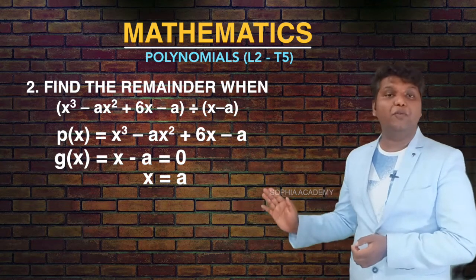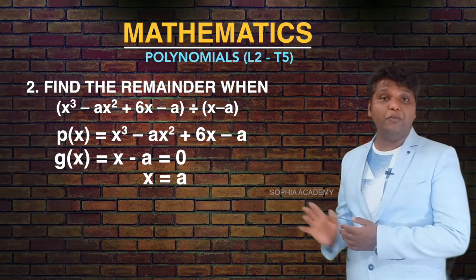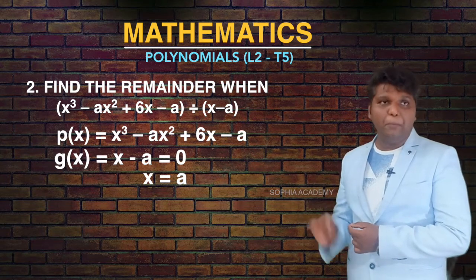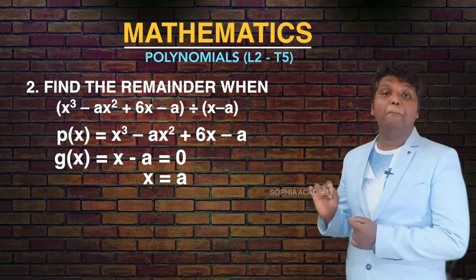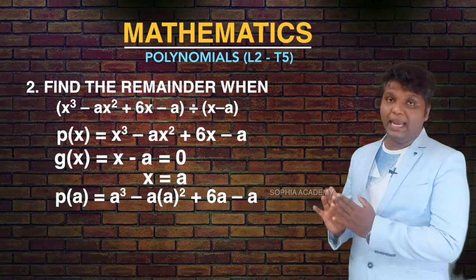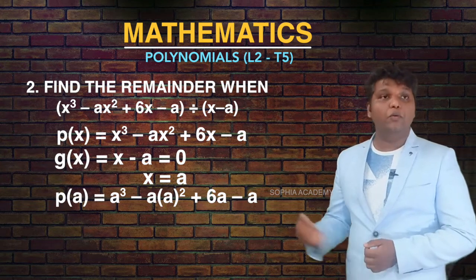So here we are going to find p of a. Here p of x is given. What is p of x? It is x cube minus ax square plus 6x minus a. So now p of a is equal to, wherever you see x, instead of x you have to substitute a. So what will it become?